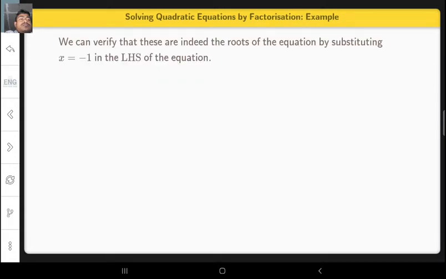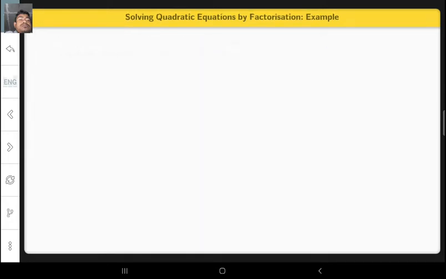We can verify that these are indeed the roots of the equation by substituting x is equal to -1 in the LHS of the equation. 3x squared plus 4x plus 1 is equal to 3 into (-1) squared plus 4 into (-1) plus 1, is equal to 3 minus 4 plus 1, is equal to 0, which is equal to RHS.